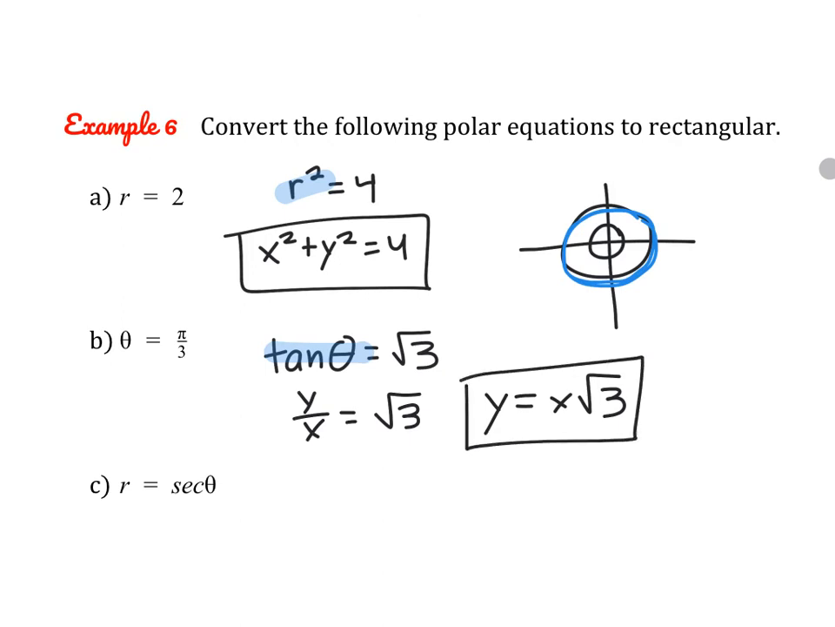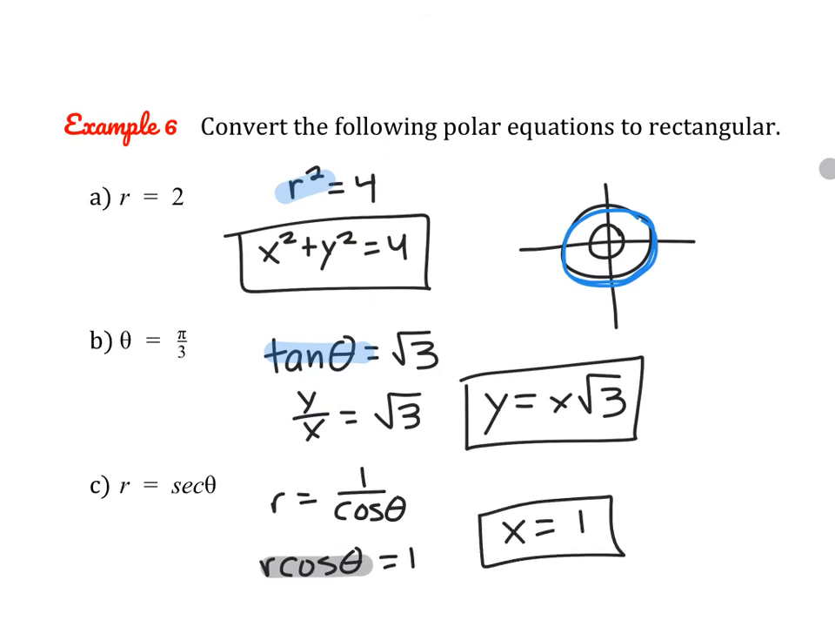Okay, this last one, we don't really like working with secant. That doesn't include any of our useful substitutions. So I'm wondering if there's a way we can rewrite secant. So we can try rewriting secant as 1 over cosine. Then if I multiply both sides by cosine, I get this. Now, I know that r cosine of theta is something I can substitute. r cosine of theta is always equal to x. So we just have x equals 1. This is simply a vertical line.